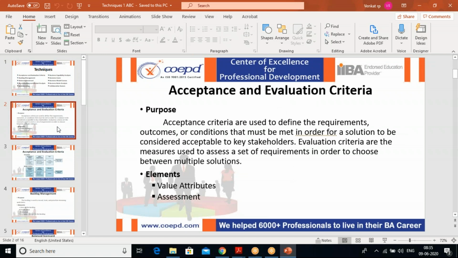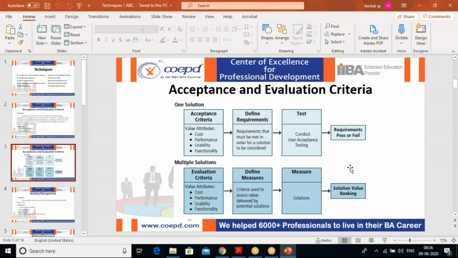Now, acceptance means if you have one solution, you see your requirements are mapped onto it, and everything has been addressed, and you got the value out of it, then you will accept it. That is acceptance criteria. Evaluation criteria means you have multiple options and a set of requirements. You'll start mapping, and you will choose one out of them. You can see here we have one solution, with acceptance criteria like cost, performance, usability, functionality. On this you will define the requirements, and then you will test it. When it's okay, then you will accept it.